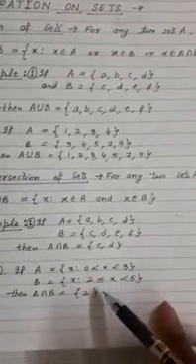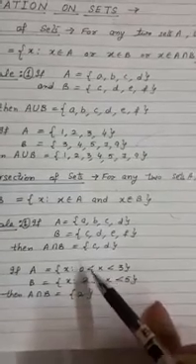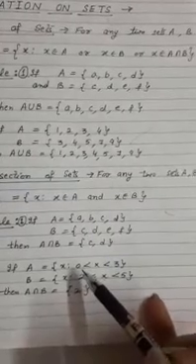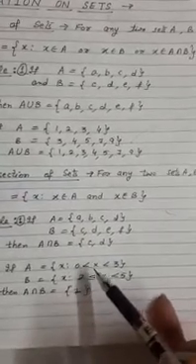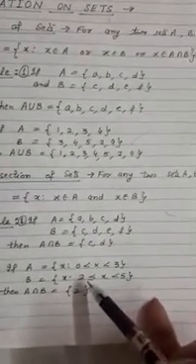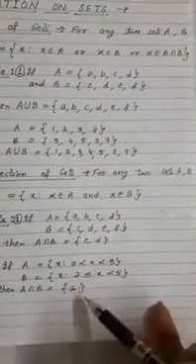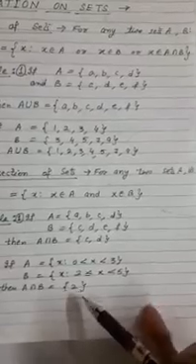Similarly, if A and B have these kinds of elements, then what is common? You can see here, between 0 and 3 only 1 and 2, and here, from 2 up to less than 5, it is 2, 3, 4. So what is common? 2 is common, which is called their intersection.